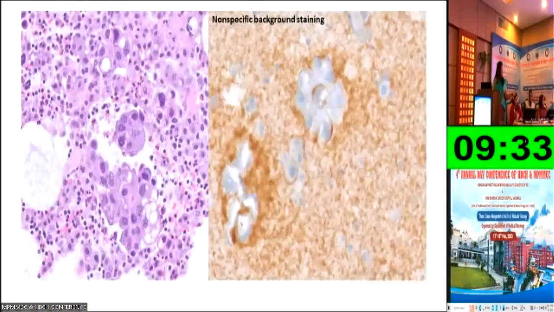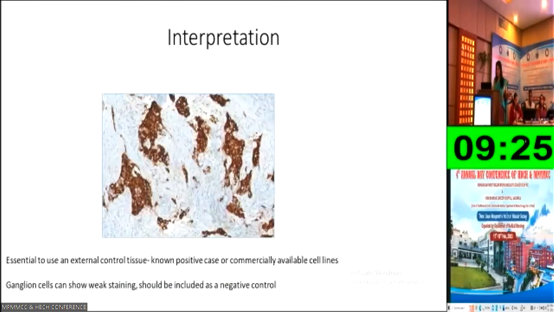Coming to the cell blocks. So this is the tumor and you can see the tumor is negative, but there is a background staining. So that is again an issue. So anything brown is not positive. You have to actually look into where you are interpreting.